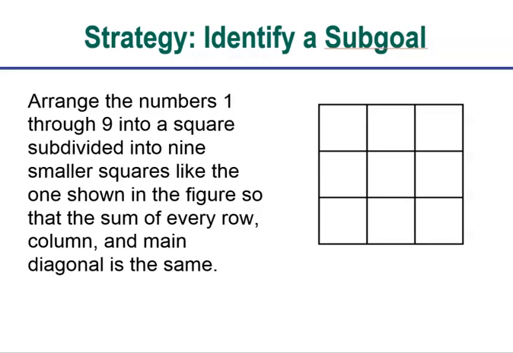Now here's the trick. The sum of every row, which is across left to right, the sum of every column, which is up and down, and even the diagonals all add to the same number. Wow, right? That's a lot. We've got to see if we can come up with a plan to do this. So let's just think this through.